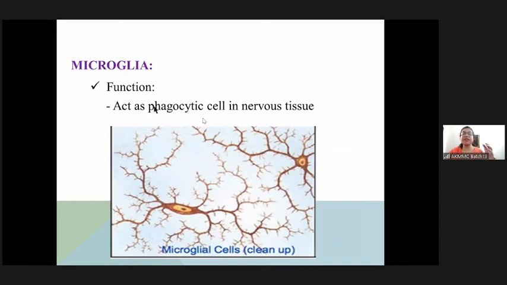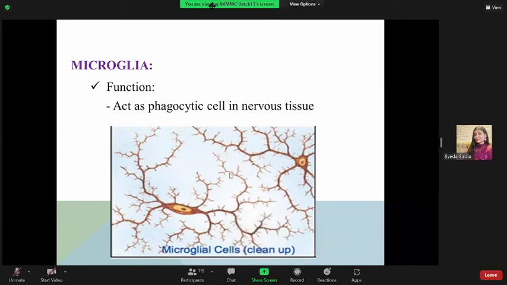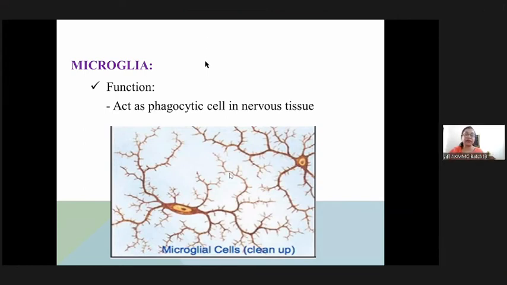Phagocytosis of what? Pathogen, which may come through the capillary inside the nervous system. Okay, understood? Name a phagocytic cell. Macrophage. Neutrophil. Very good. Histiocyte. Macrophage. We will find phagocytic cell, macrophage, in the blood.